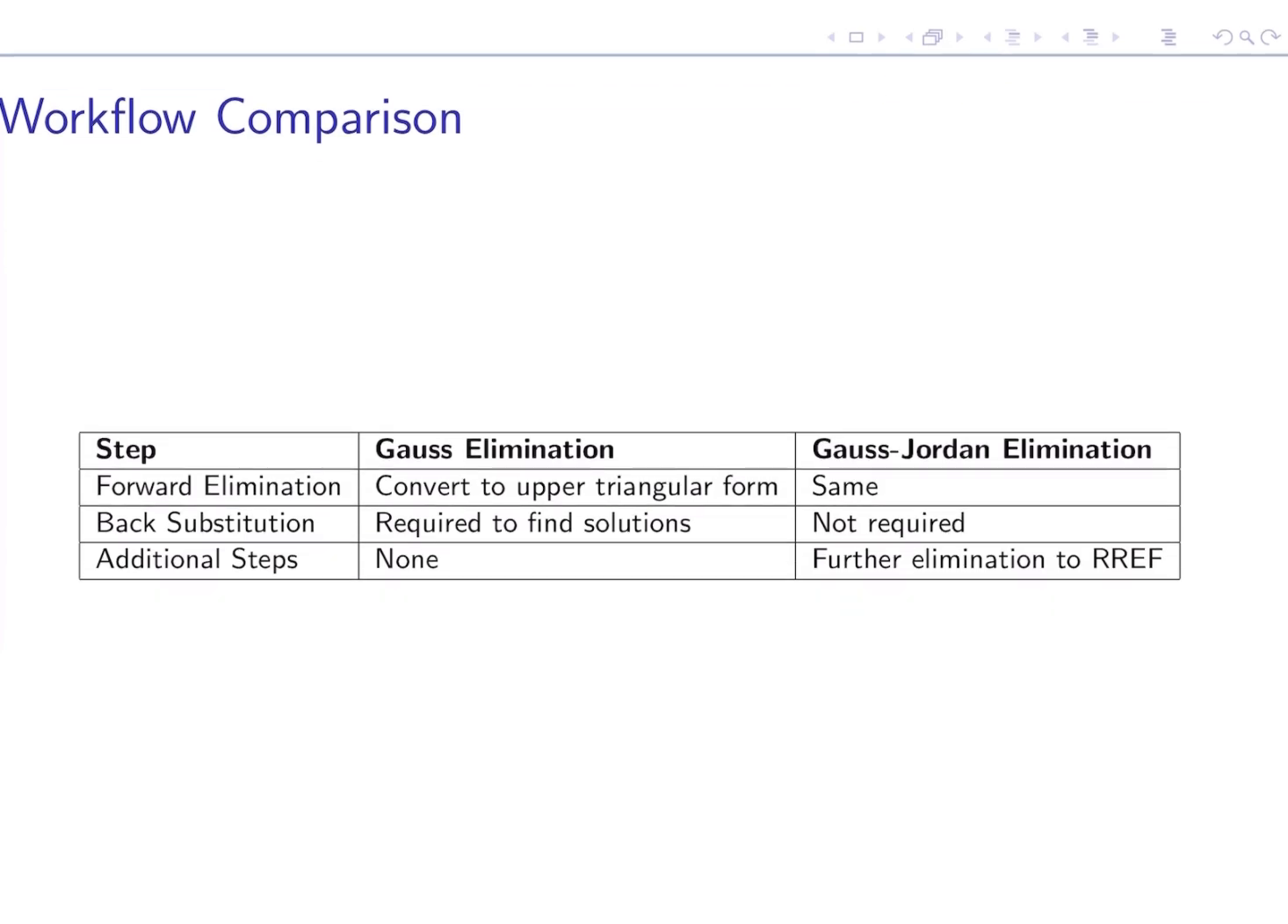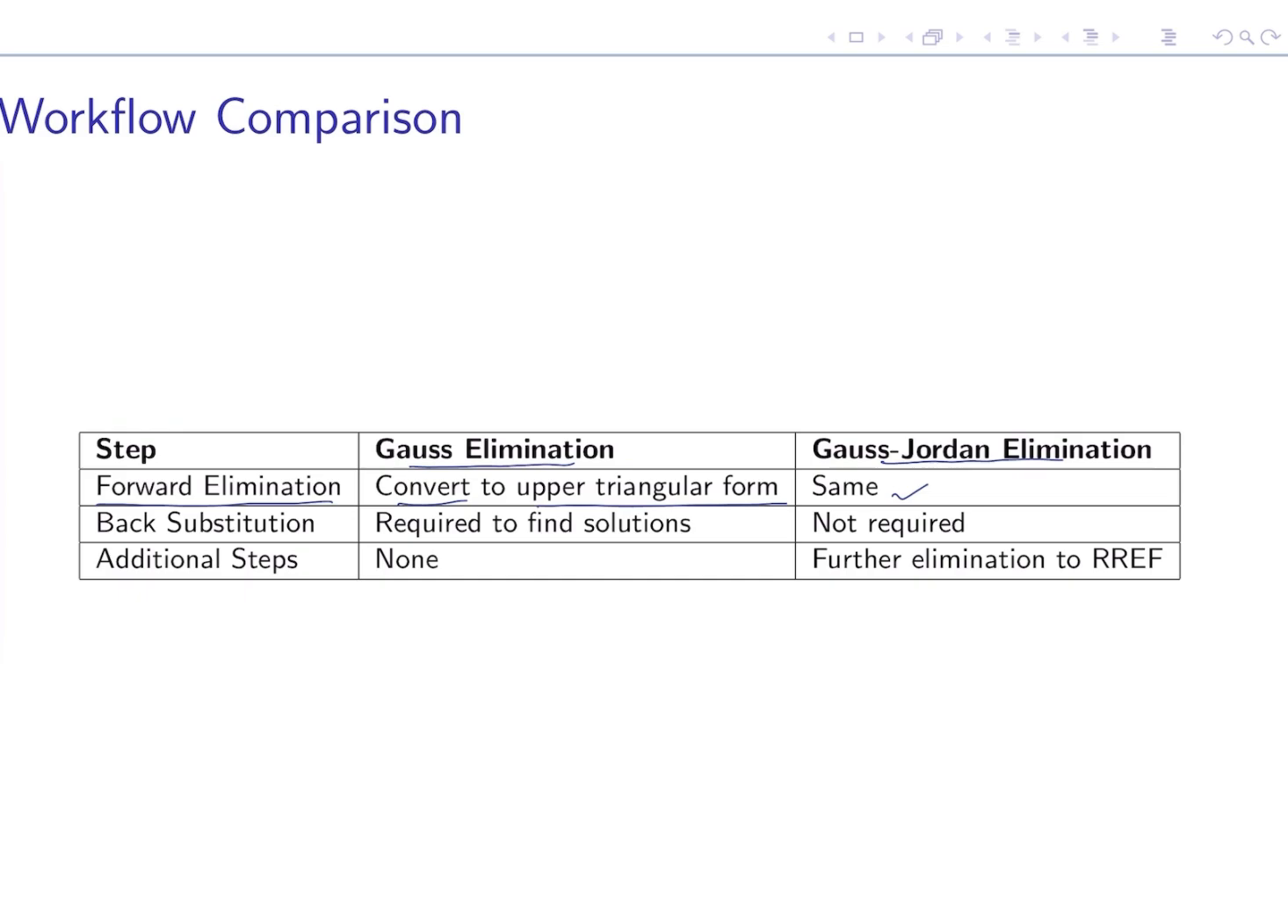Now workflow comparison. So Gauss elimination method and Gauss Jordan elimination method. First, forward elimination, so convert to upper triangular form, right? The Gauss elimination converts the matrix into an upper triangular form, and Gauss Jordan will do the same, right? We will also convert into an upper triangular form.